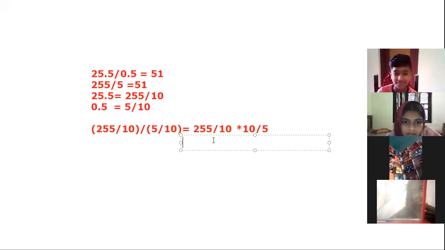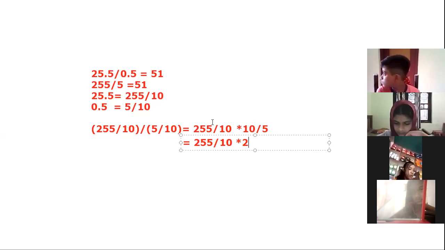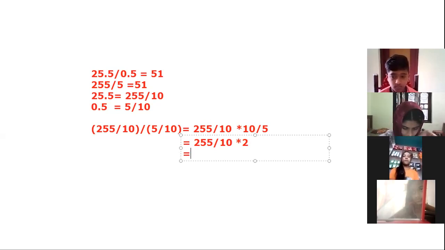Okay. Then we can replace 10 by 5 with 2. Now it has become the multiplication of a fraction with a whole number, and you know how to multiply a fraction with a whole number. Then what do we have to do here? First of all, we have to multiply the whole number with the numerator. What happens when we multiply 255 with 2?